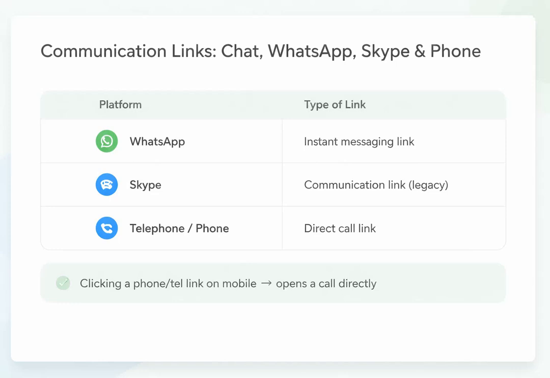The instructor also touches on a related topic, embedding communication links in a web page. This includes links for WhatsApp, Skype, and telephone numbers. These aren't just regular hyperlinks, they're special protocol links. For example, a telephone link using the TEL protocol, when clicked on a mobile device, will directly open the phone's dialer and start a call. The instructor mentions that Skype links work similarly. He reassures students that he will teach them how to set these up step by step when they actually use them in a real project.